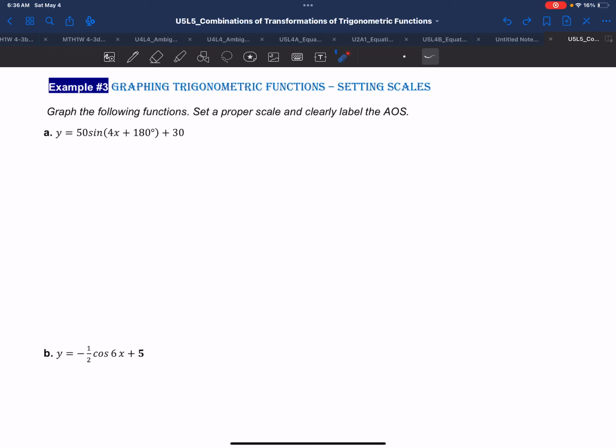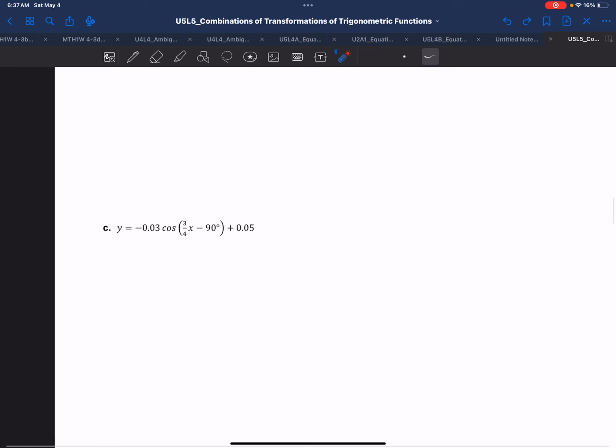Let's take a look at the combinations of transformations applied to the graph of a basic trigonometric function. And this time I've selected the sine curve. And the equation we are working with is y equals 50 sine of 4x plus 180 degrees plus 30. First, we'll observe how the transformations are applied to a basic sine curve.